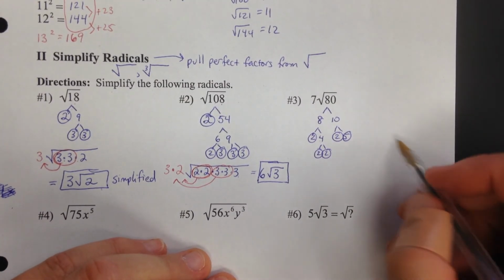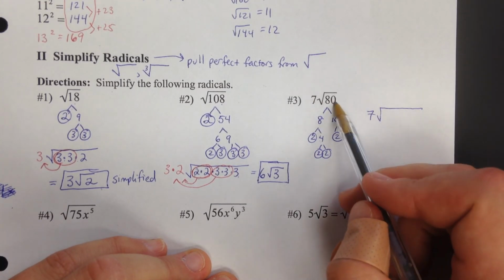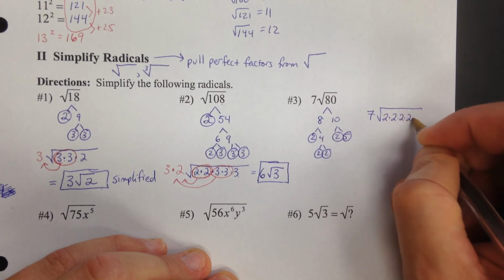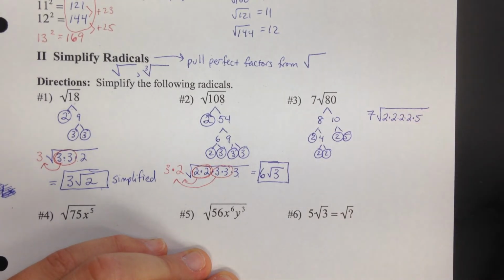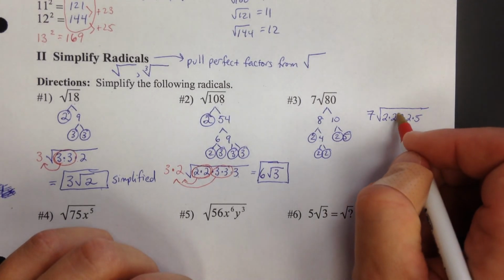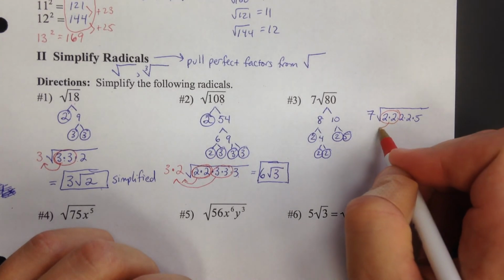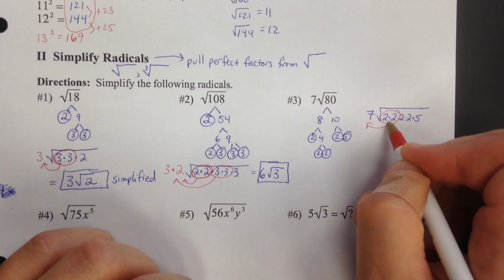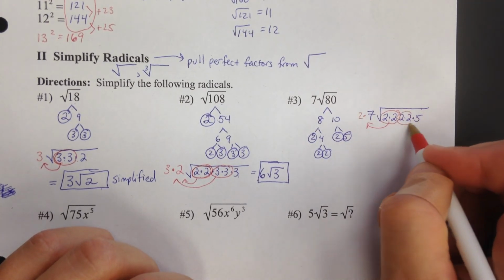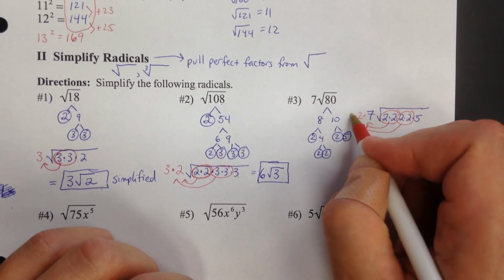So on the side here, we have a 7 on the outside. I'm going to rewrite the number 80. That would be 2 times 2 times 2 times 2 times 5. Now to simplify means to pull out the perfect square factors. Anytime I have a pair, that's a perfect square. So we have a pair of 2's. That's really 4. Square root 4 is 2. So that comes out. Here's another pair of 2's. That's a 4. Square root of 4 is again 2.